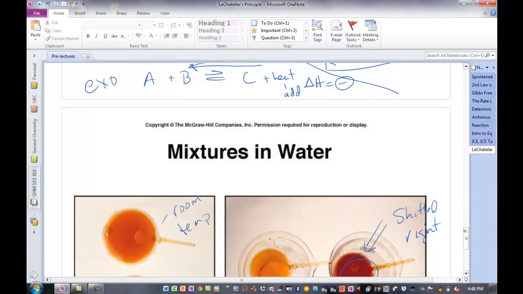The quiz tests change in concentration. Watch for solids. They don't impact the equilibrium. Change in pressure by changing the volume. And change in temperature, endo and exo. Increasing temperature, endo and exo. Watch for all of that.